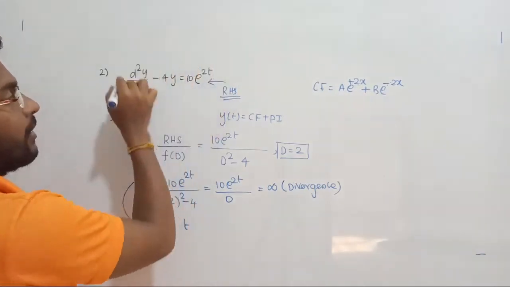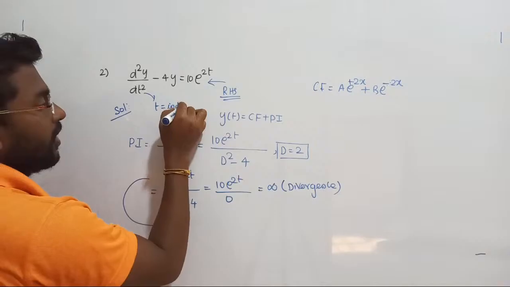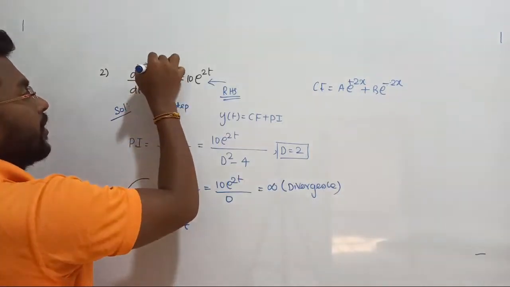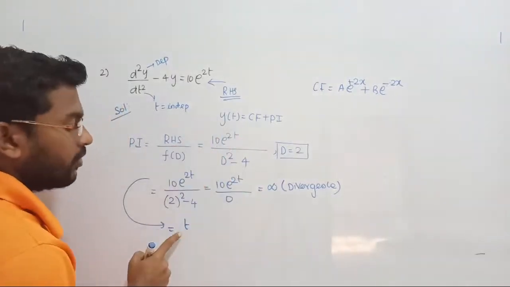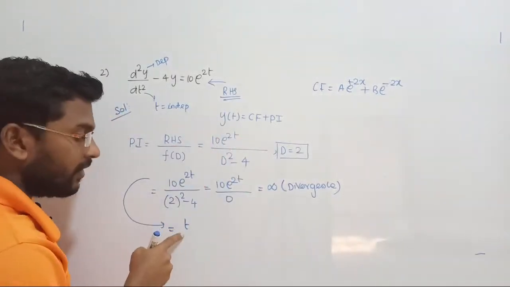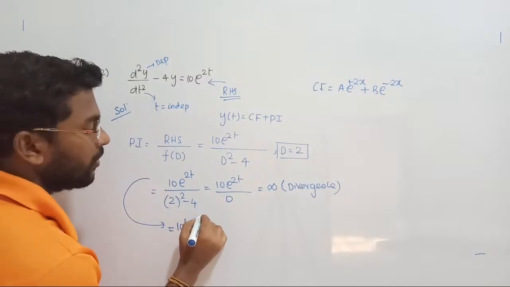இந்த சிஸ்டம்ல independent variable யாரு? t is the independent variable. Who is the dependent variable? y is the dependent variable, right? Go to the numerator, multiply your function by, that is one time. யாரால independent variable ஆல one time multiply பண்ணனும், such that it will become 10 into t into e power 2t.